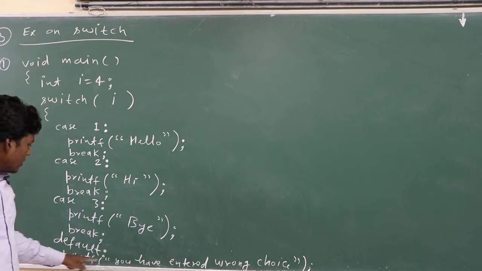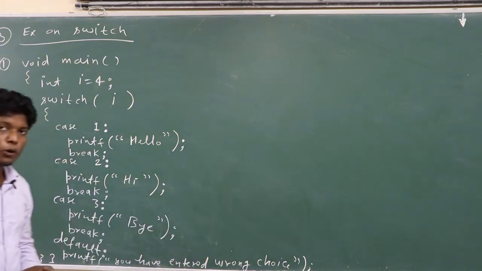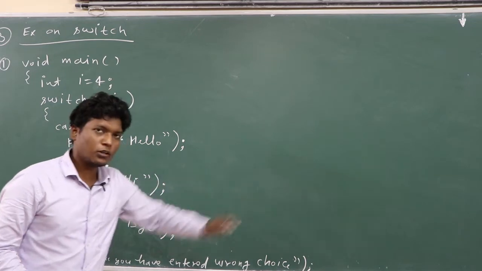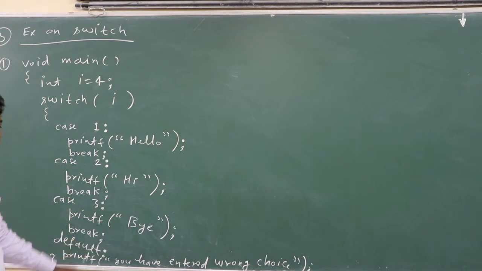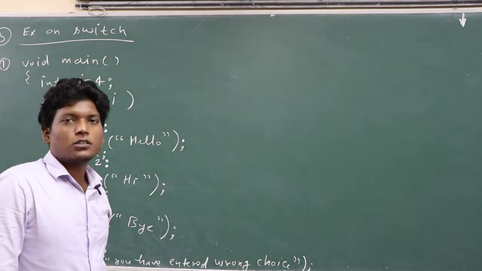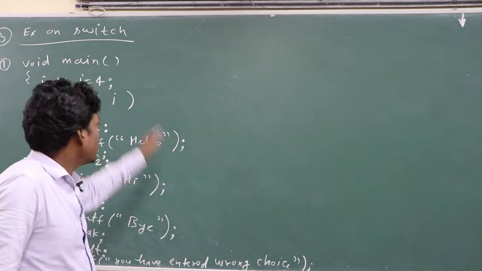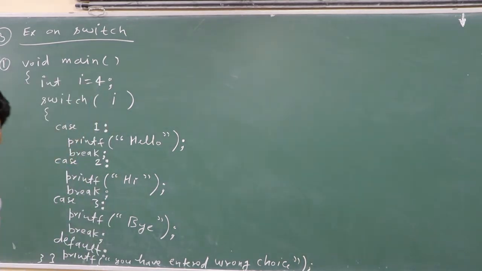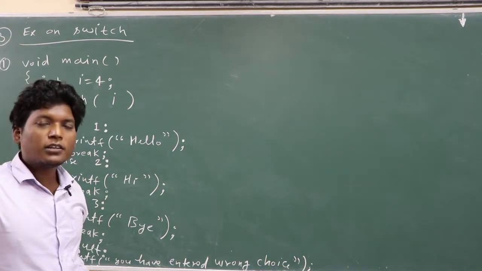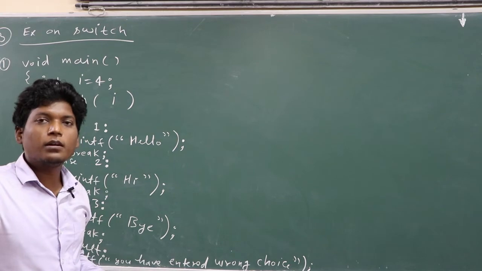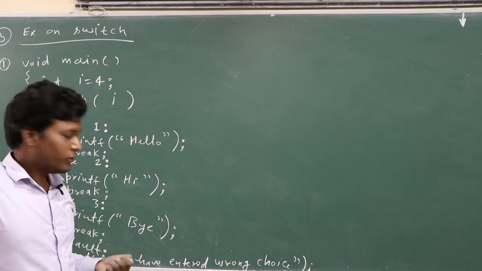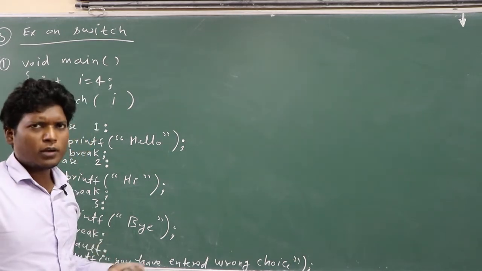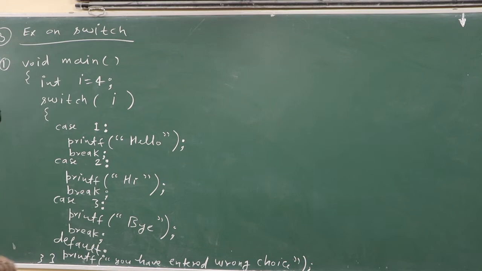So here printf, you have entered the wrong choice. Now output is you have entered the wrong choice, because 4 does not match any of the cases except default. Default is executed when none of the switch cases satisfy the condition. Okay, in that scenario default will execute. Default is optional. Default is used to make the program more readable, more understandable. Otherwise default is optional. There is no need. If you do not want to write default, then you need not. Then it's your wish.